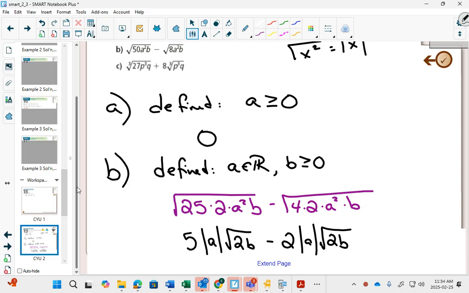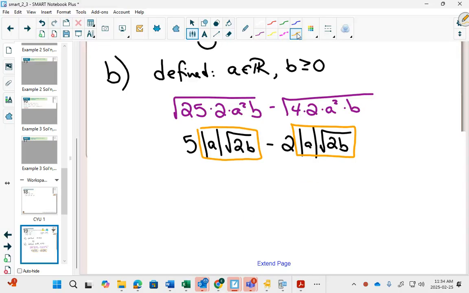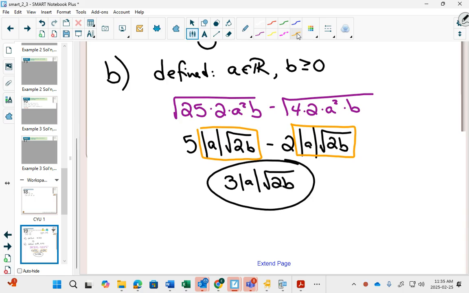So the way this was originally, you can't combine anything because they're not like terms. But now, when I look at all of my variables and all of my radicals, inside this orange box is identical in both of them. And it has to be identical right down to the absolute value bars and the indices and the radicand. I have 5 of them minus 2 of them. I would end up with 3 of them. And I have my final answer.